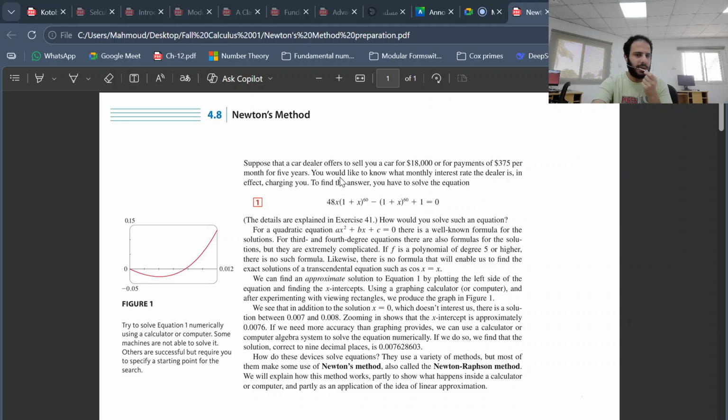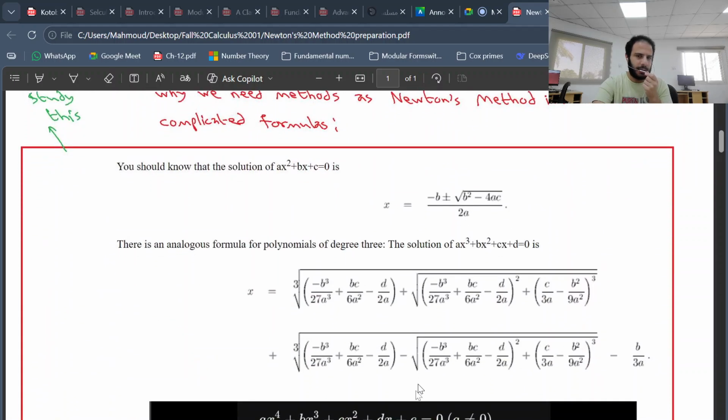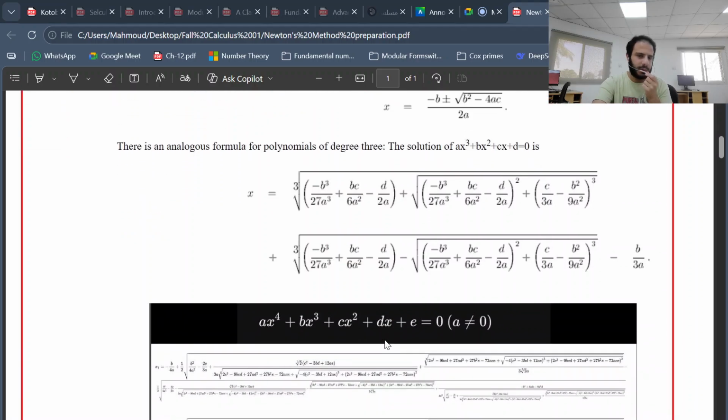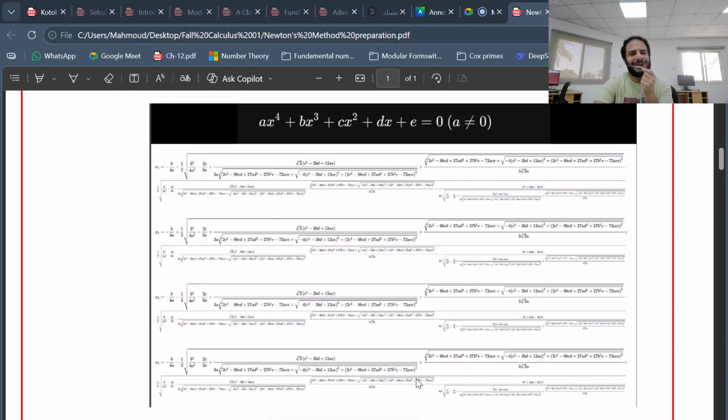The nice thing about calculus is it gives us a lot of useful tools. For example, one of them, Newton's method. You use easy calculus to find solutions of very complicated equations. Let's start now explaining Newton's method. But here, don't study this cubic formula or fourth degree formula. I think you want to tell me, even if you tell us to study them, we will not study them, right? Let's continue.